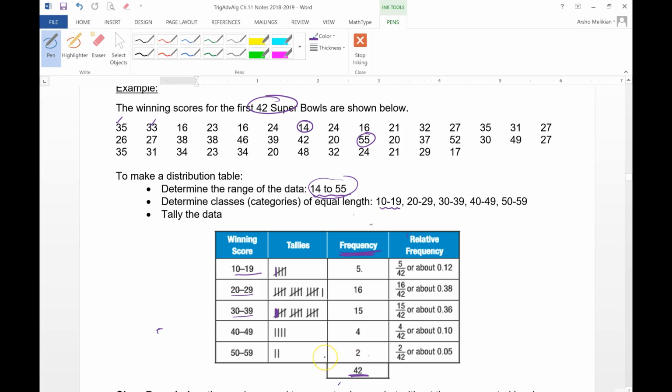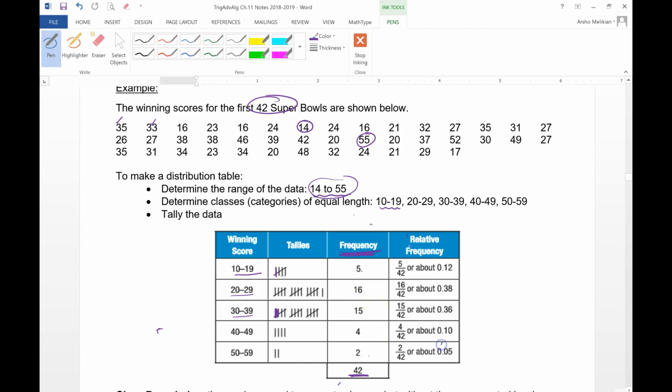So basically, I'm separating how many times the scores were between 10 and 19. Look at this here. How many of these numbers fall in the category of 10 to 19? Oh, so 5. So it's how many fall in those? Yeah. Okay, now I get it. So that's the frequency, so 5, 16, and so on.